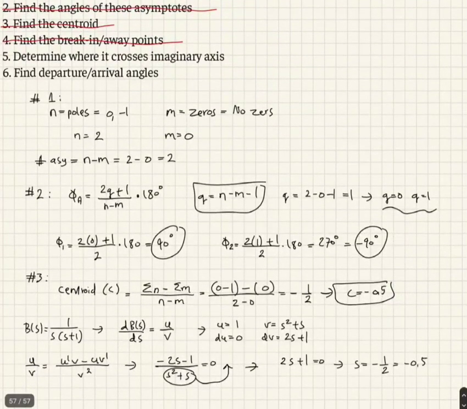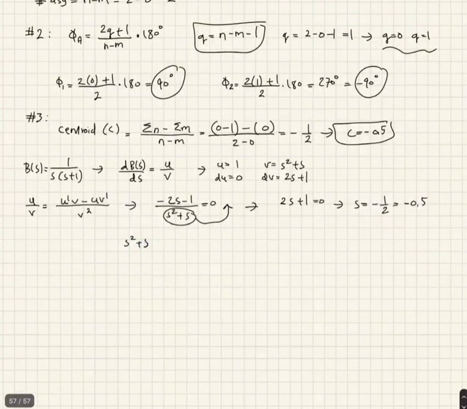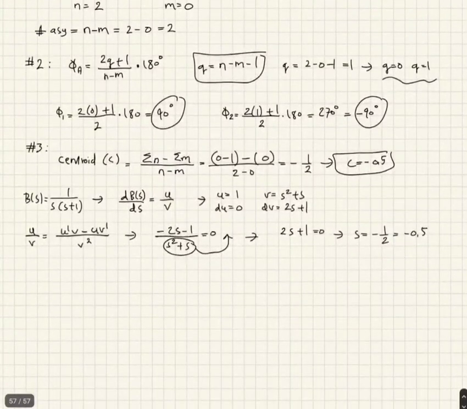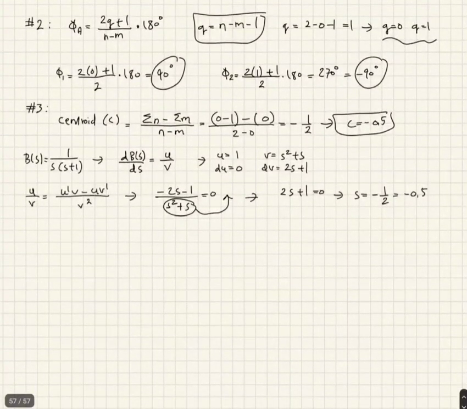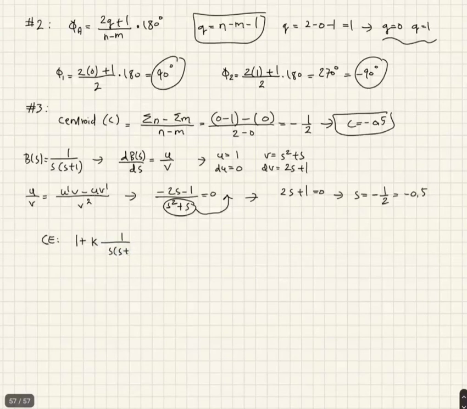Now we have to determine whether it crosses the imaginary axis. Well, let's look. It's just a simple s squared plus s with asymptotes of negative 90 and plus 90, so it doesn't cross the imaginary axis. If you try to solve for the imaginary axis, the formula is to take the characteristic equation which we wrote earlier, which is 1 plus k over s squared plus s equals 0, and this is going to be s squared plus s plus k equals 0.